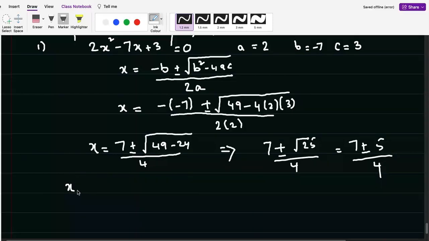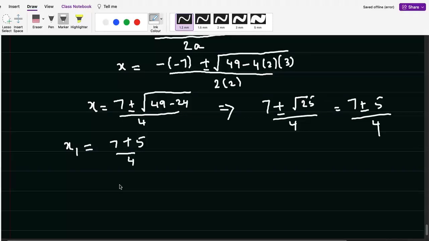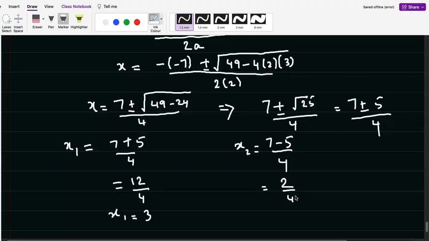First you take plus, we will say the first root as plus. 7 plus 5 divided by 4, that is how much? 12 by 4 is 3. The first root is 3. Now the second root, let's do 7 minus 5 over 4. So you will get 2 over 4, so that will be 1 by 2. So the second root here is 1 by 2, or 0.5 if you want to write in decimals.